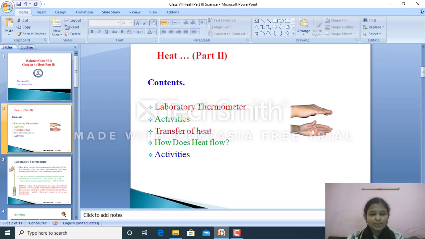So laboratory thermometer, we'll study about laboratory thermometer. We'll see the activities that are based on laboratory thermometer, like how we can use this laboratory thermometer. Next we'll study about the transfer of heat, that is how the heat is transferred from one object to another object. And again we will study some activities on the basis of this topic, that is transfer of heat.